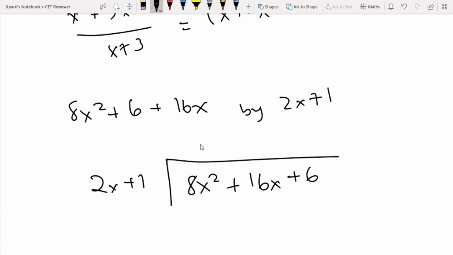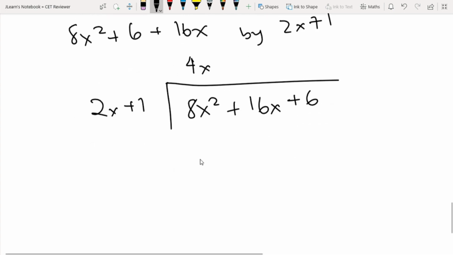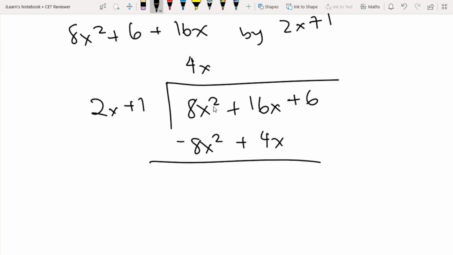So now, anong kailangan natin multiply sa 2x plus 1 para makakuha tayo ng 8x squared? So that will be 4x. Tama? So 4x times 2x plus 1, that will be 8x squared plus 4x. Then subtract. Yung 8x squared, magka-cancel. 16x minus 4x, that will be 12x.